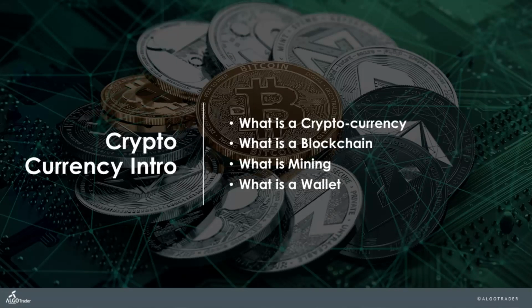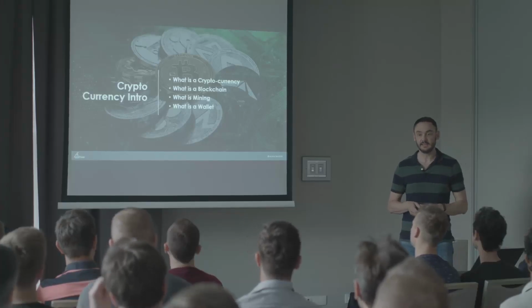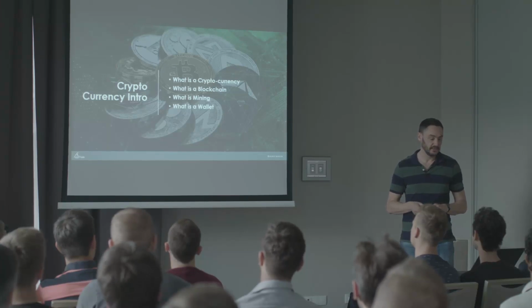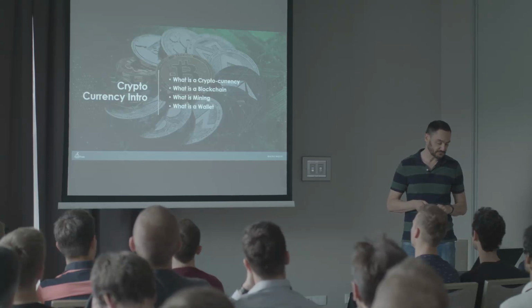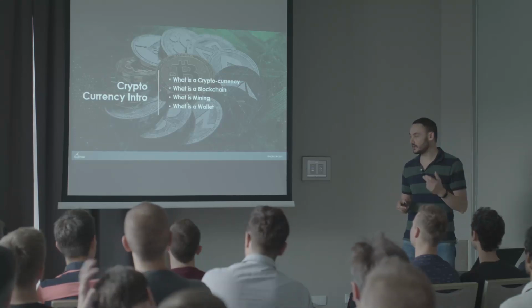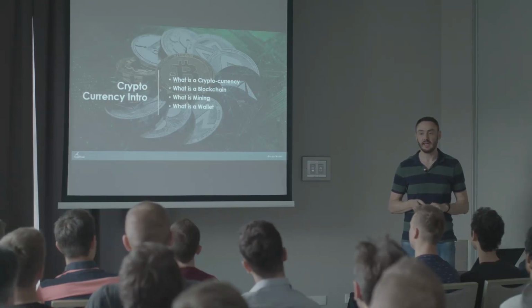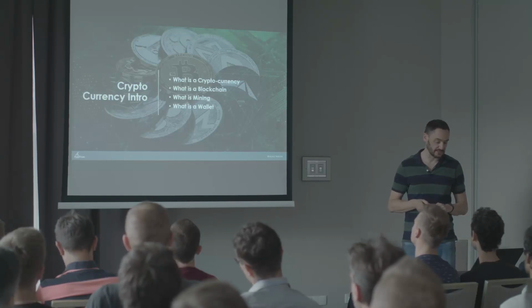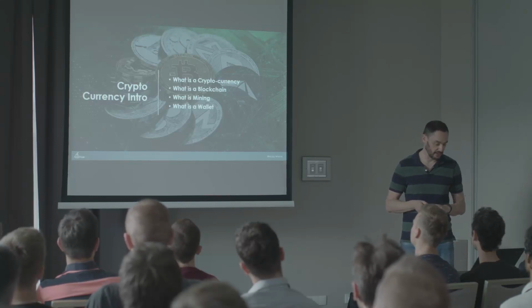So I will do a quick introduction just on these topics. Don't worry, I'm not going too much into the details. So what is cryptocurrency? It's basically a digital asset, a distributed digital asset that heavily uses cryptography. It's distributed and it's not controlled by a single entity, so not by any government or something like that. And cryptocurrencies are stored on a blockchain. I'm sure everybody knows about that.